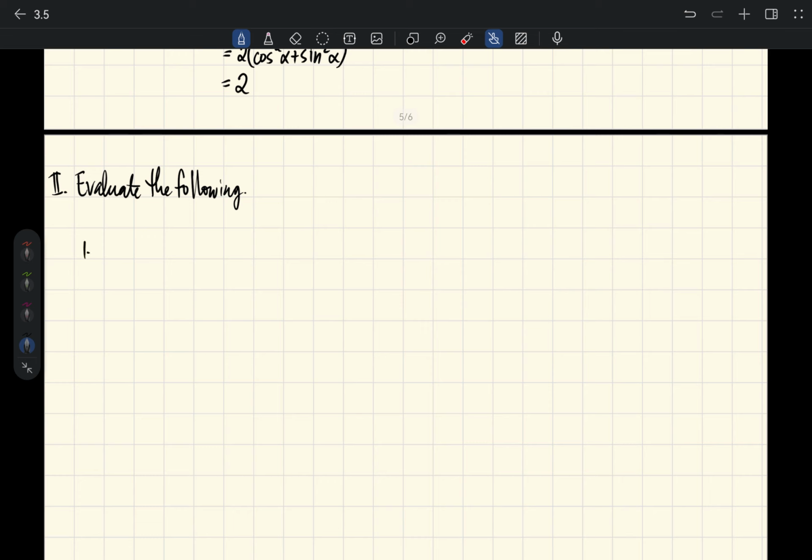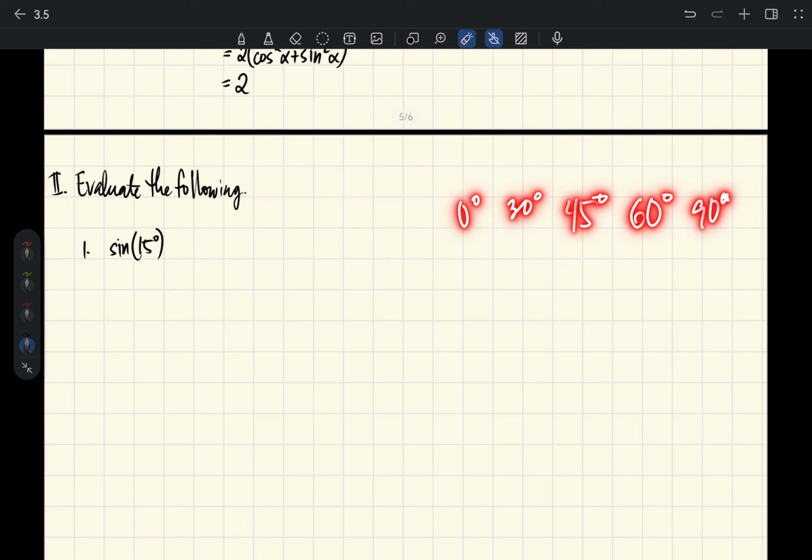Number 1, evaluate sine of 15 degrees. So this one doesn't have a special value. If you will recall, the angles with special value are 0 degrees, 30 degrees, 45 degrees, 60 degrees, and 90 degrees.